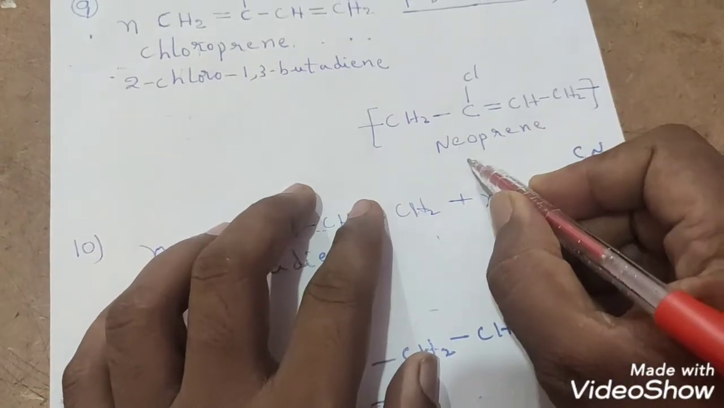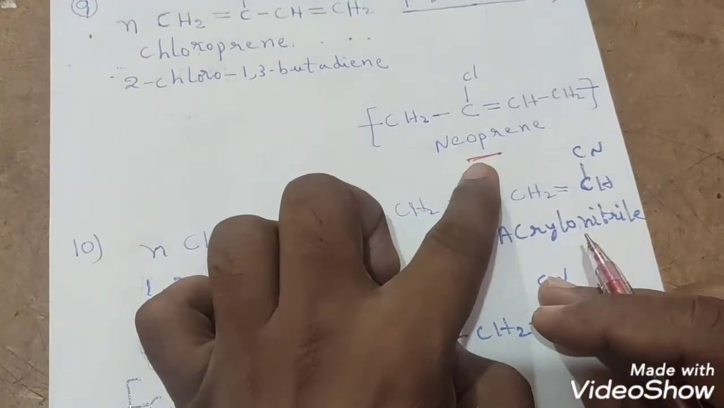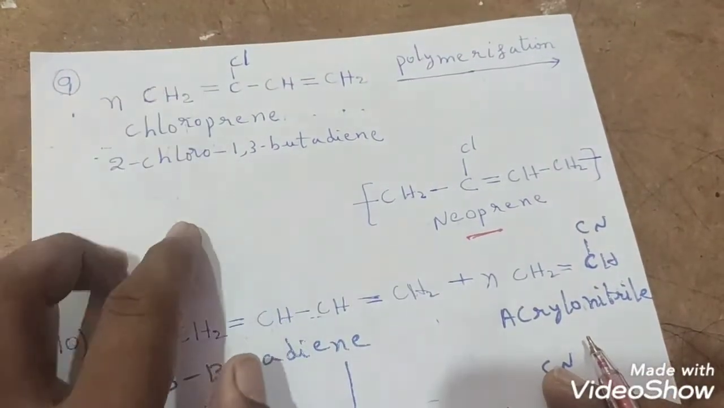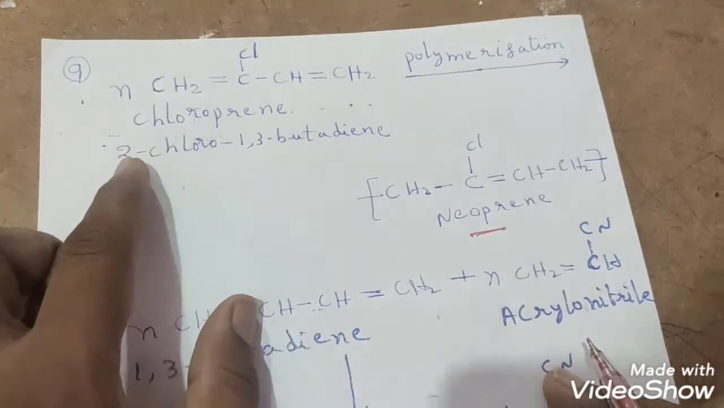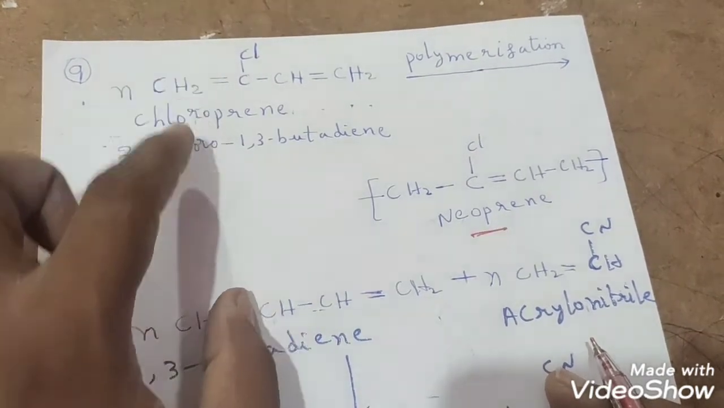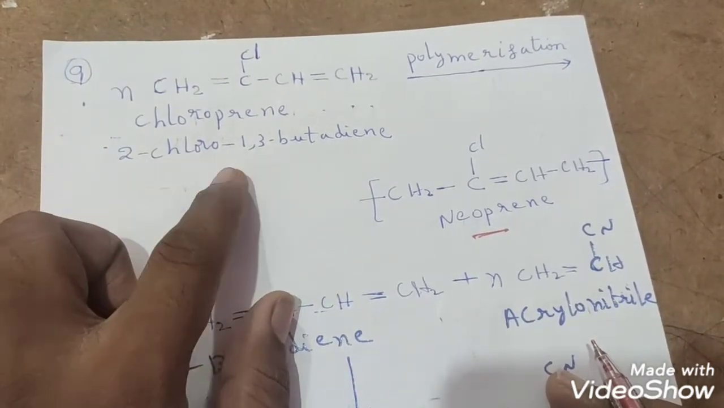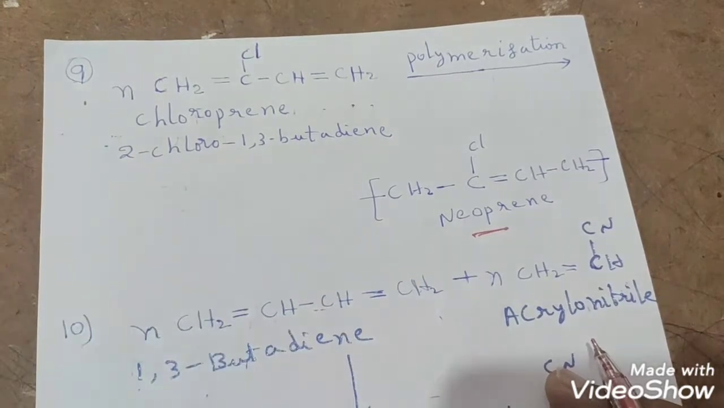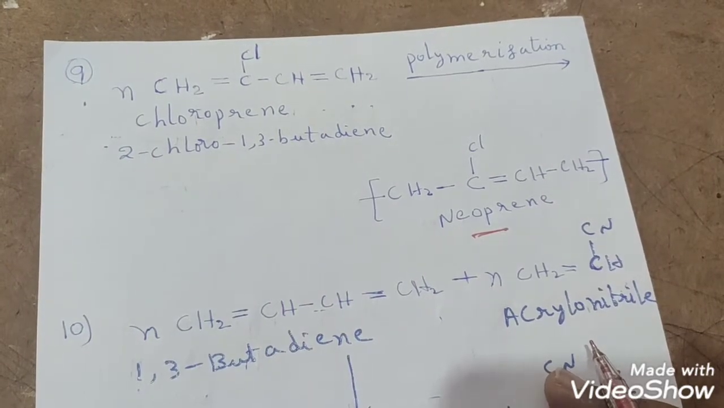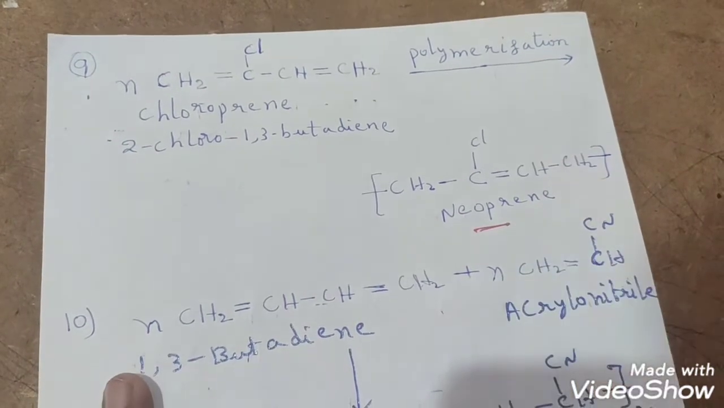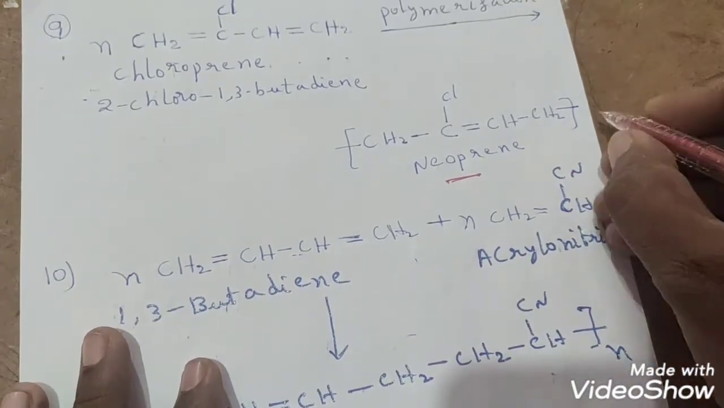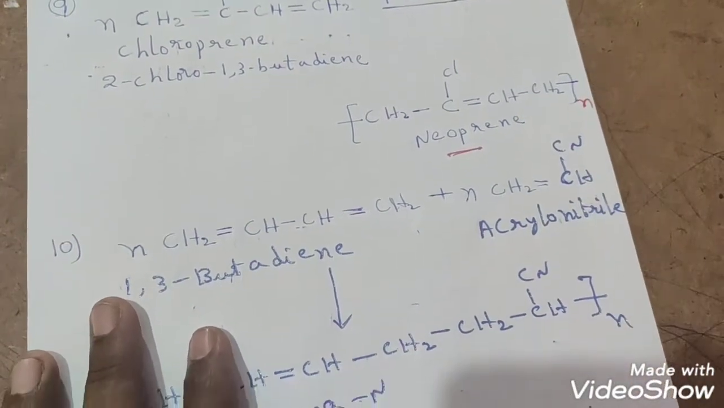And next preparation method, if you observe, is neoprene. Many times they have asked about neoprene polymer. It came from the monomer unit chloroprene. What is the IUPAC name of chloroprene? 2-chloro 1,3 butadiene, right? It polymerizes and produces neoprene. This is the neoprene unit. Here n times is there, right?